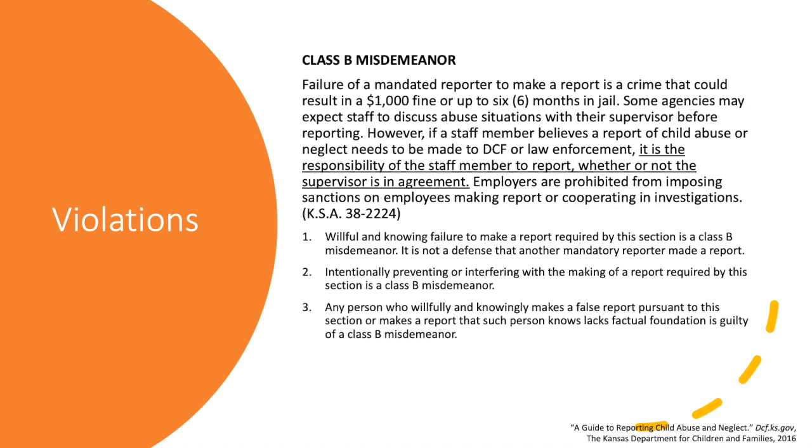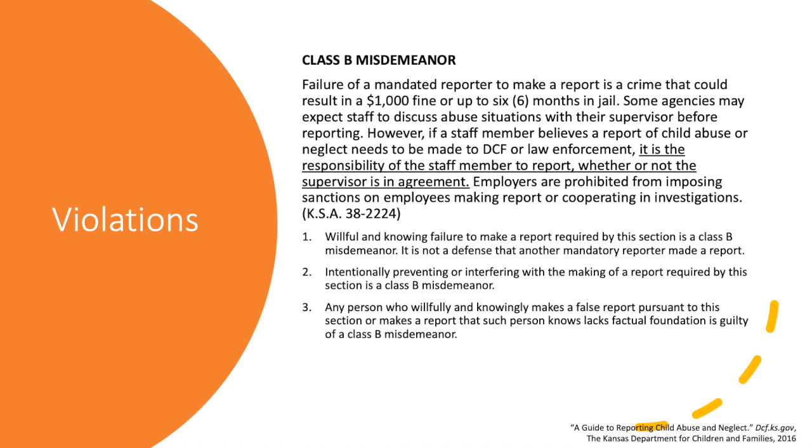Some agencies may expect staff to discuss abuse situations with their supervisor before reporting. However, if a staff member believes a report of child abuse or neglect needs to be made to DCF or law enforcement, it is the responsibility of the staff member to report, whether or not the supervisor is in agreement. Employers are prohibited from imposing sanctions on employees making a report or cooperating in investigations.